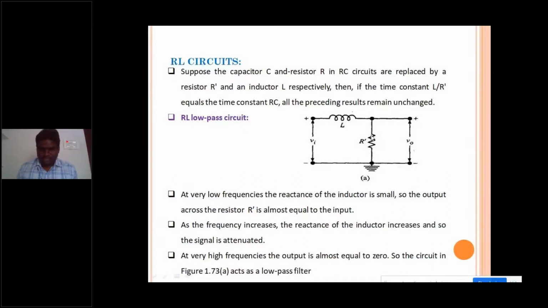You can see the time constant in the RC circuit is RC, but the time constant in this RL circuit is L by R dash. This is the way we understand the RL circuit. The remaining process is the same as the RC circuit. We are using two components, an inductor and a resistance. We are not using any capacitance here, so this is called an RL circuit. The remaining procedure of finding the output shapes for all the non-sinusoidal inputs is like the RL low pass circuit.